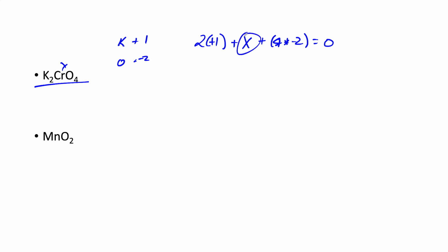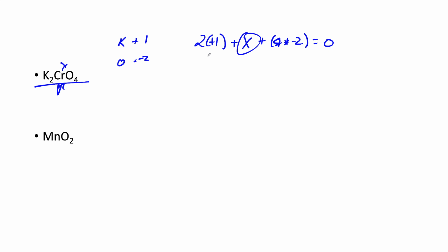So here we have K2CrO4. Potassium is in column 1. We know that's +1. Oxygen is always -2. But chromium we don't know. There's no charge to this, so it's neutral. So 2 times +1 plus x, which we don't know, plus 4 times -2 is going to equal 0. We want to know what the oxidation number for chromium is. That's what we don't know.